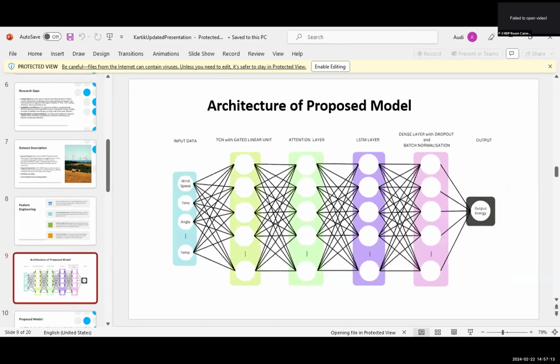Coming to the model architecture of the proposed model, first we have the input that we get after feature engineering. The first layer is the TCN with gated linear unit, that is temporal convolution network with gating mechanism. The next is the attention layer. Following it, we have the LSTM layer, then the dense layer with dropout and batch normalization. And finally, we get the wind power output.